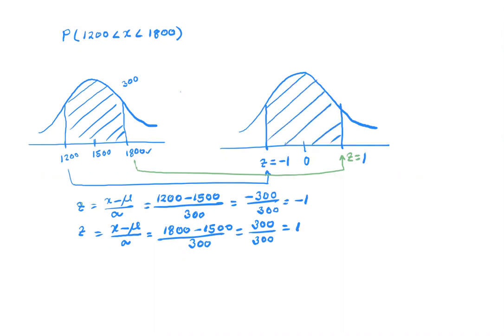Look, X goes between 1200 and 1500, right? I mean 1200 and 1800. X goes between 1200 and 1800. Z goes between -1 and +1. So that is the same as probability of -1 is less than Z is less than 1. That's what it is. All right. X between 1200 and 1800 is equivalent to Z between -1 and +1. Now you have to look at the table and find two values, not one.